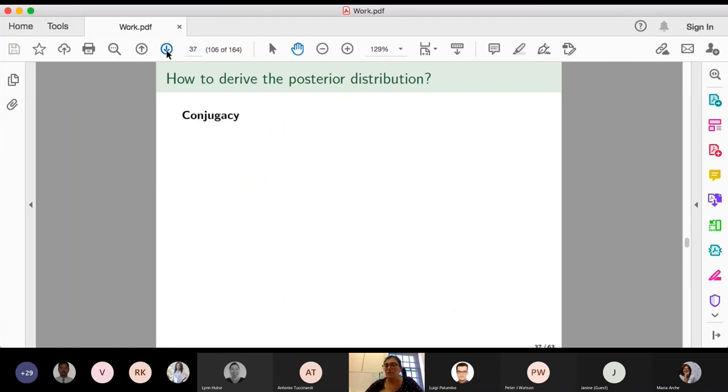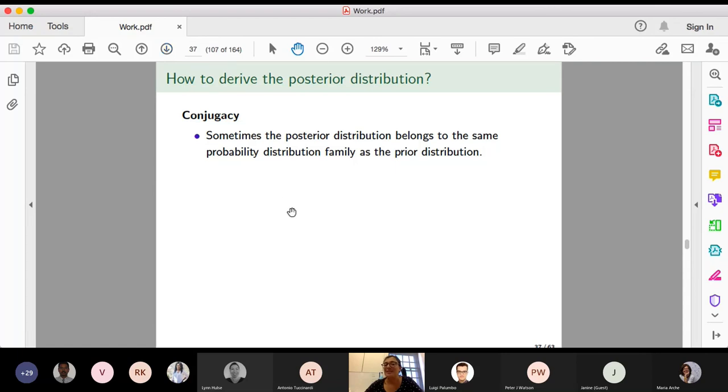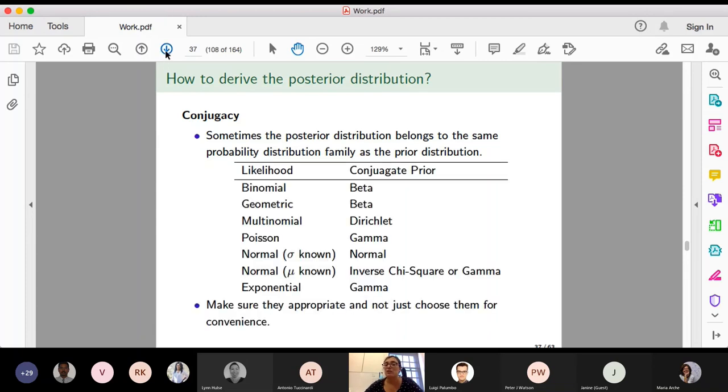There are other cases of conjugacy, and these are nice cases. These are cases when, given the prior that you're choosing for the parameters and the likelihood of your data, in some cases the posterior belongs to the same family as the prior, as in the beta binomial model that we just saw. If that is the case, we say this is a case of conjugacy, and there are many examples of this. I'm just listing some of them. So if your data is binomial and your prior is beta, your posterior will be beta with updated parameters.